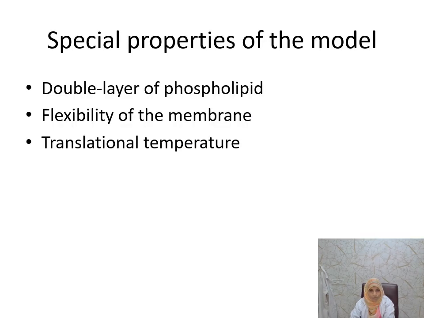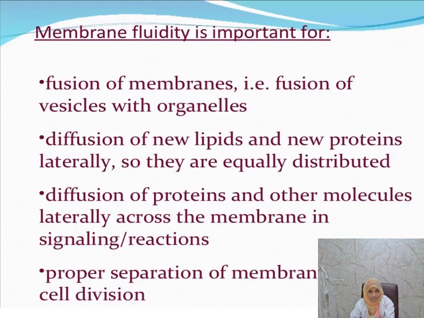So what are the special properties of this fluid mosaic model? First thing is that there are three important points to remember. First is the arrangement of phospholipid layer which is arranged as a double layer and amphipathic nature, and flexibility of the cell membrane. Our cell membrane is very flexible. Okay, and transitional temperature, which is one of the important properties exhibited by our cell membrane.